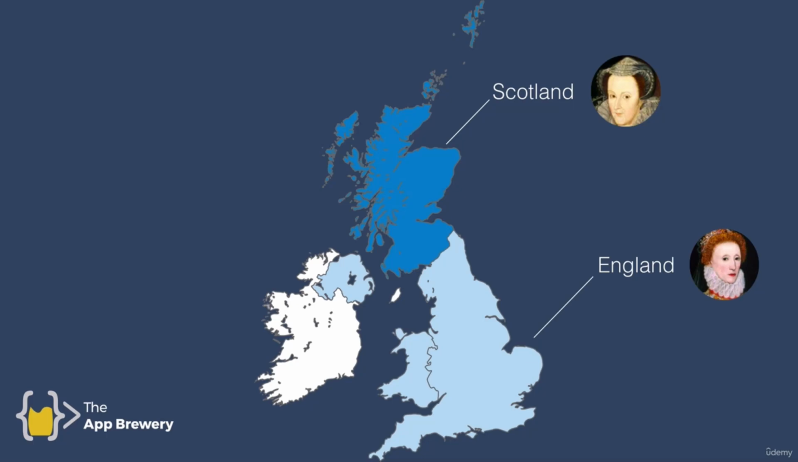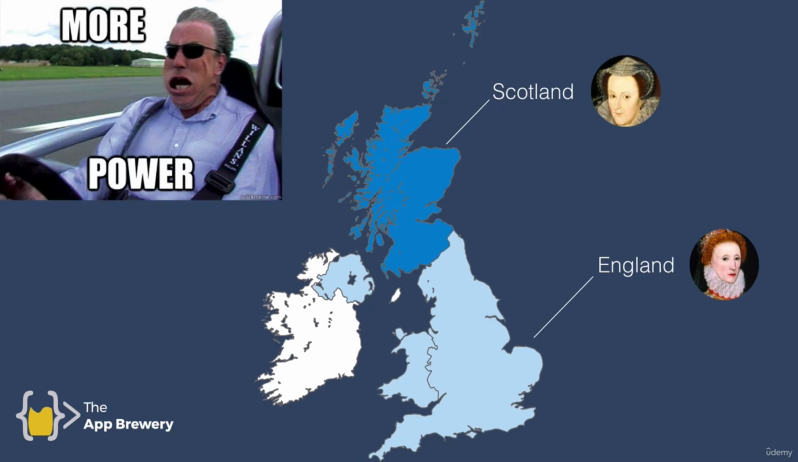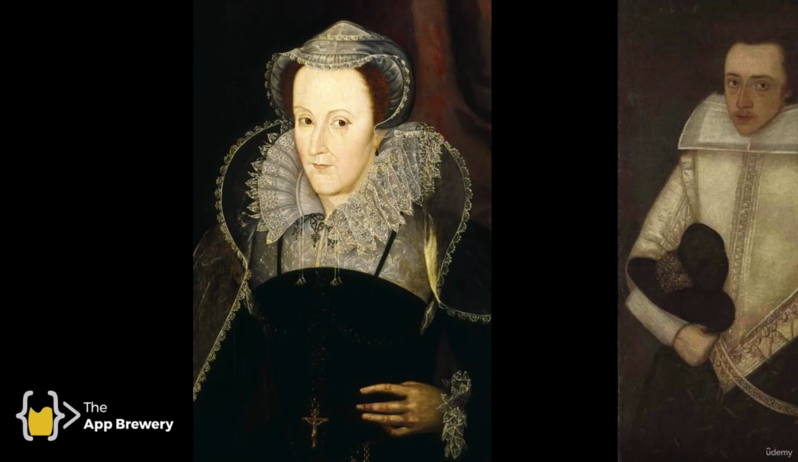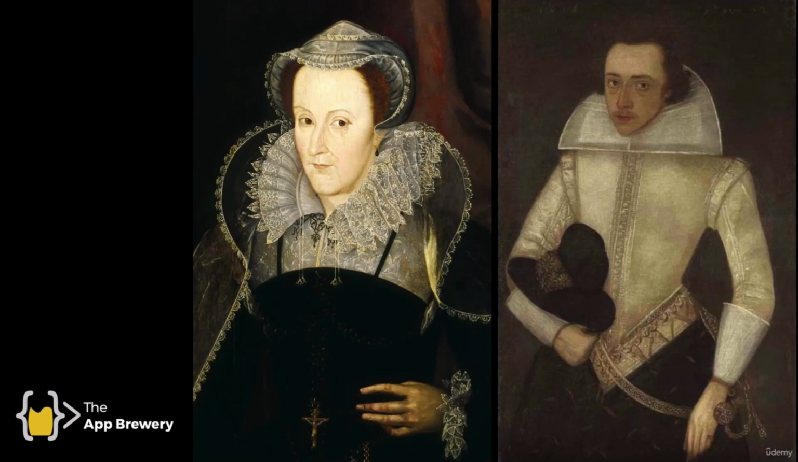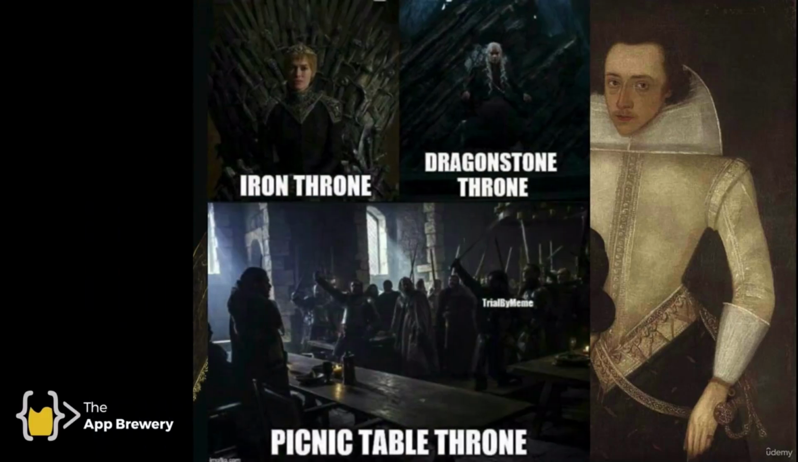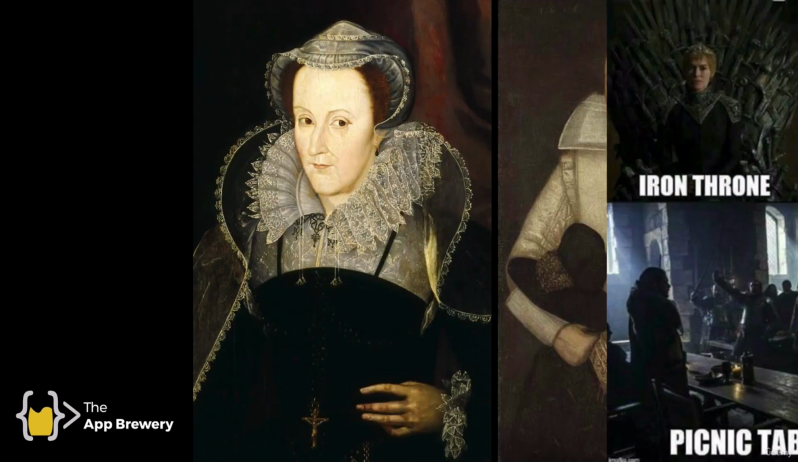Now, these two ladies between them controlled the land that we now call the UK, but they each wanted to have more power and more land. So, what did they do? Well, Mary, Queen of Scots, who ruled over Scotland, decided to plot with her friend Lord Babington to try and assassinate Queen Elizabeth. That way, she would be the legitimate heir to both the English and Scottish throne, and it was kind of a Game of Thrones kind of situation going on back then.